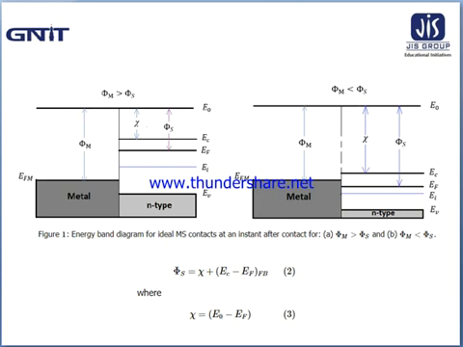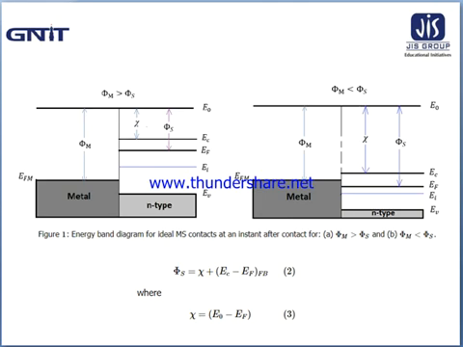Now, in the figure, you can see the vacuum level, that is E0, the minimum energy needed to release an electron from the material, which is used to align the metal and the semiconductor together.